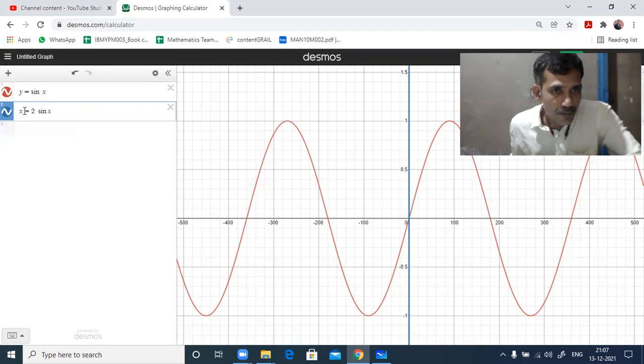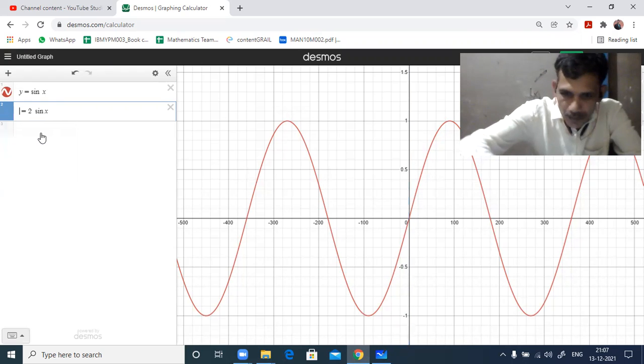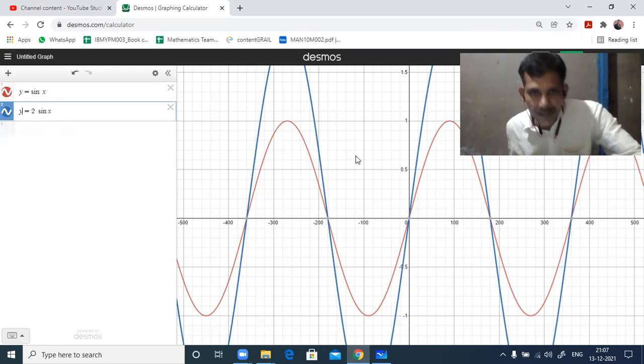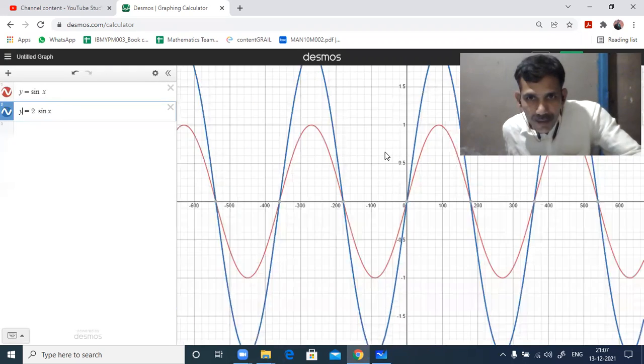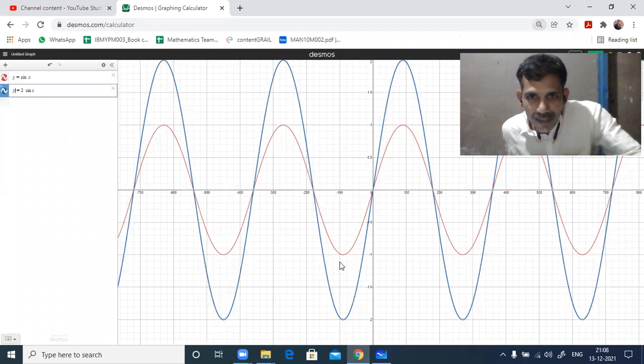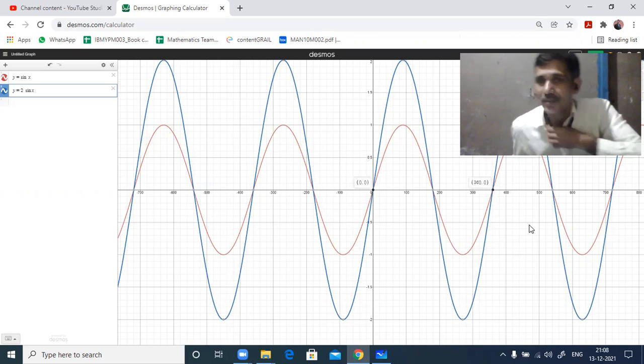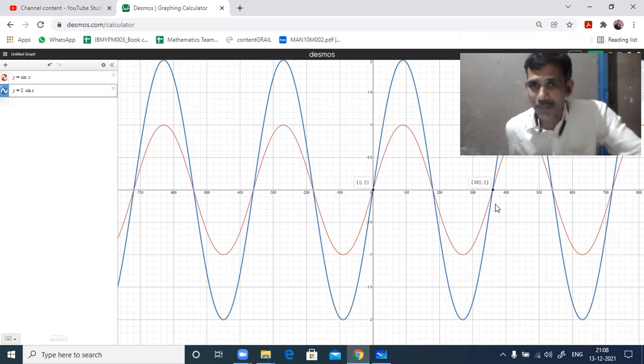okay, x equal to 8, sorry, give me some time. Y equal to, now you see, observe. Okay, you see. What happened? Does the period change? No, 2 pi only period, one full wave will complete.